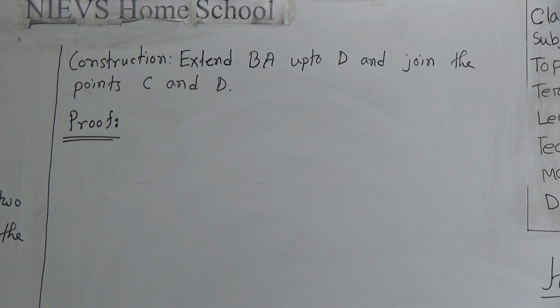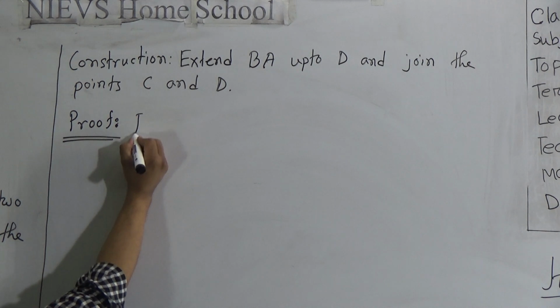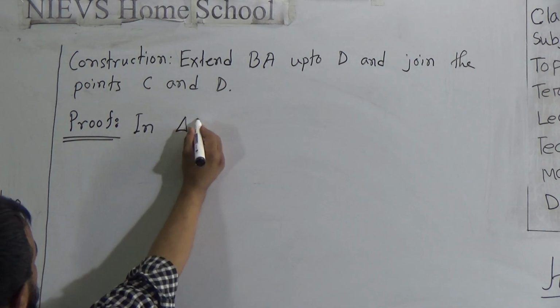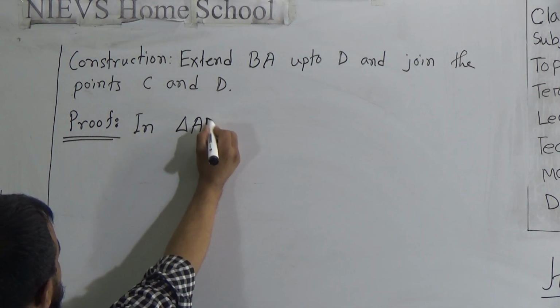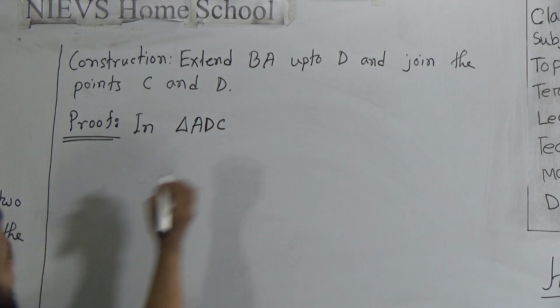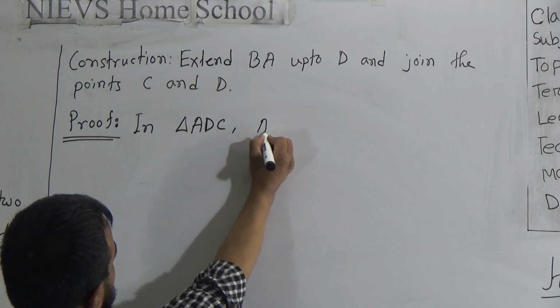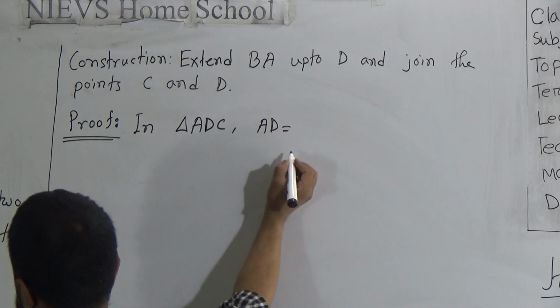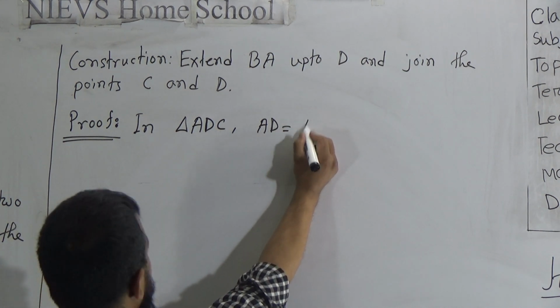For this we should write down: in triangle ADC, AD is equal to AC.